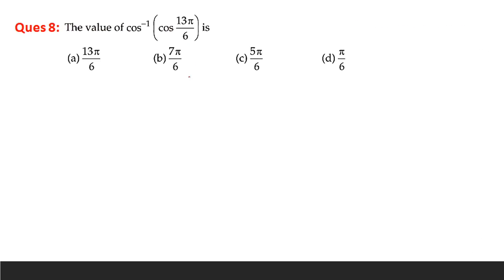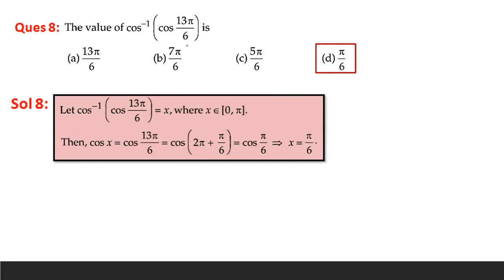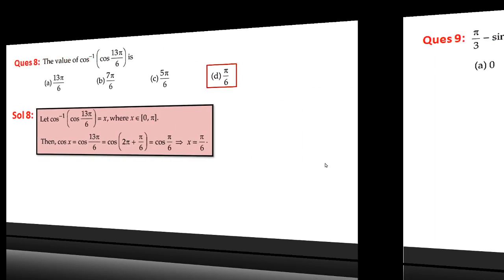Now the value of this thing, cos inverse cos 13 pi by 6. First of all, split it. 13 pi by 6, we can write it as 2 pi plus pi by 6. Now the period of sine and cos is 2 pi. After 2 pi they start repeating their values, right? So 2 pi plus pi by 6 means it is cos pi by 6 only. And pi by 6 is in the principal value branch. So this is the only answer, pi by 6, D option.